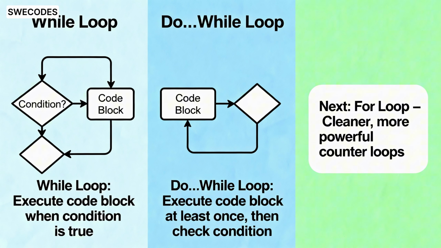You now understand iteration. You know when to use a while loop and when to use a do while loop. Get this right, and you've mastered a core pillar of programming. Next time, we'll look at the for loop, a cleaner, more powerful way to handle loops with counters.